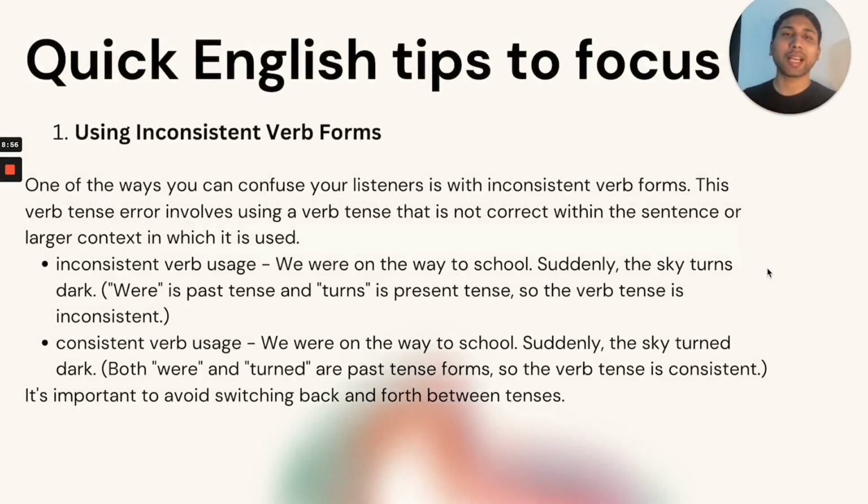Some of the mistakes that I've seen people making in interviews: one, using inconsistent verb forms, right? That means past tense की जगह आपने present tense use कर लिया. We were on the way to school, suddenly the sky turned dark. Similarly, we were on the way to school, suddenly make sure आपका जो tense है वो अपने verb form के अंदर consistent हो, inconsistency नहीं हो, and that's one of the most common mistake people do.